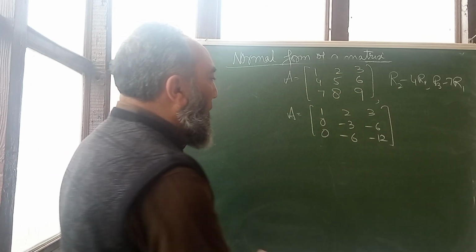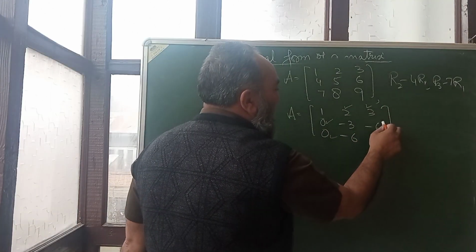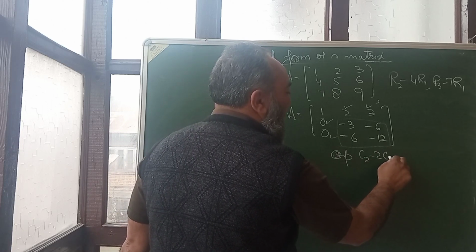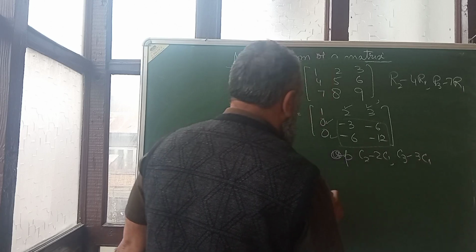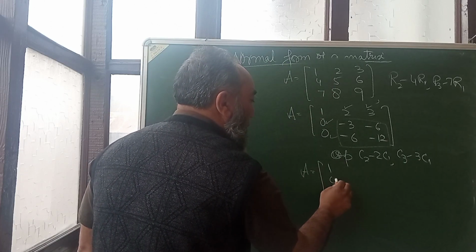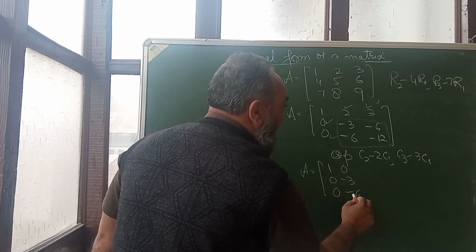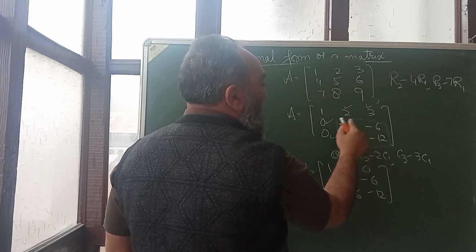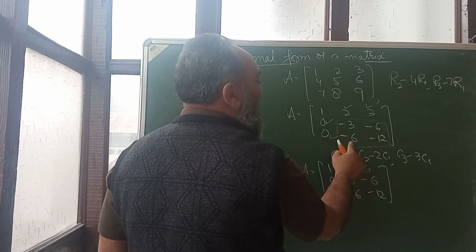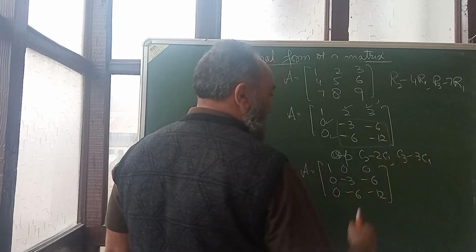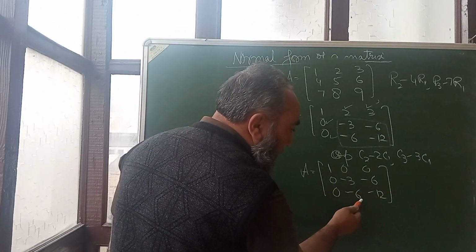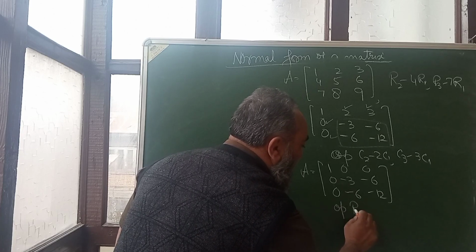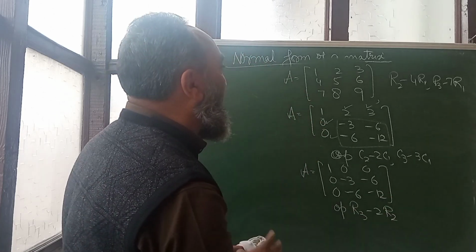Now after making these two 0, I can make these two 0 and there will be no change in the rest. I can use column transformations: column 2 minus twice column 1, column 3 minus thrice column 1. Your A is then 1, 0, 0, 0, minus 3, minus 6, 0, minus 6, minus 12. Okay. Now I can make this one 0 with the help of this. I have already done this in the previous question. So operate row 3 minus twice row 2. What will I get?